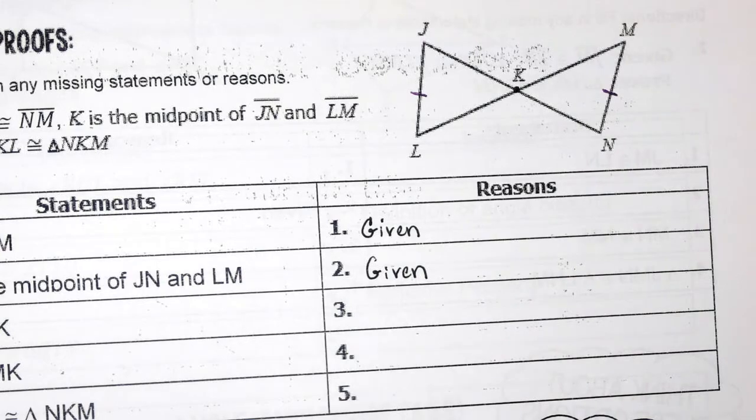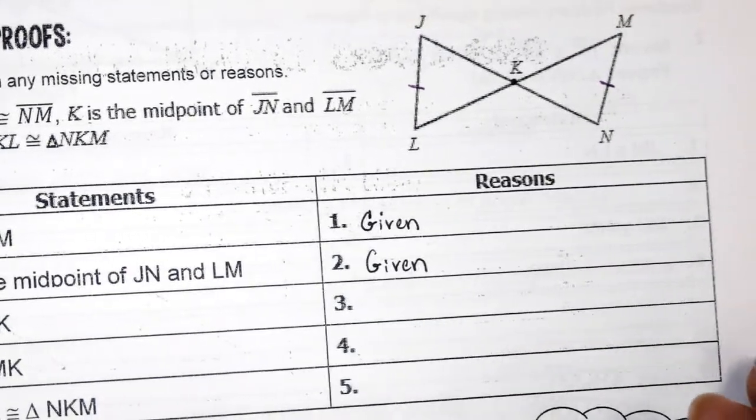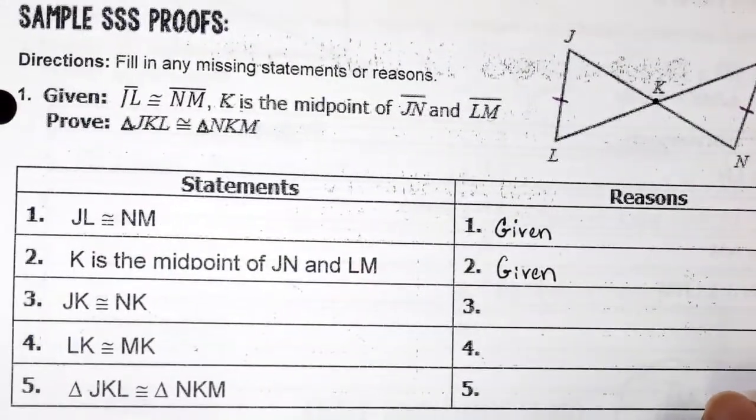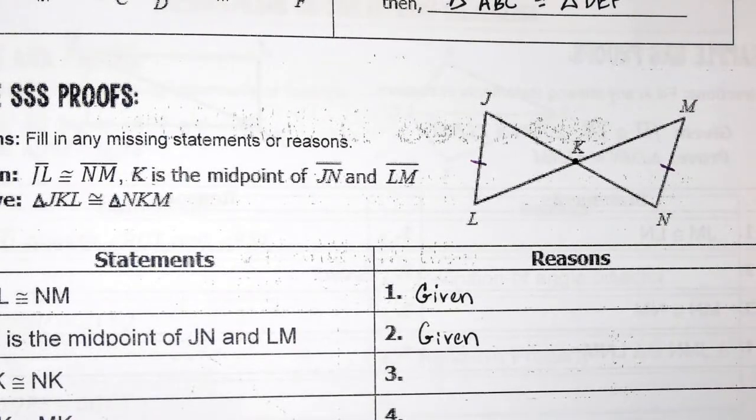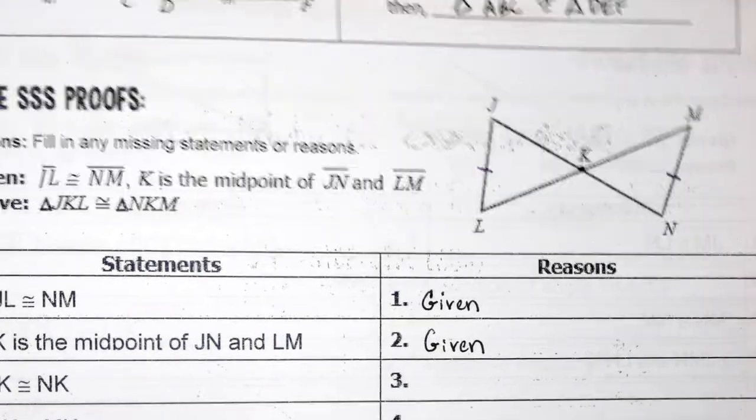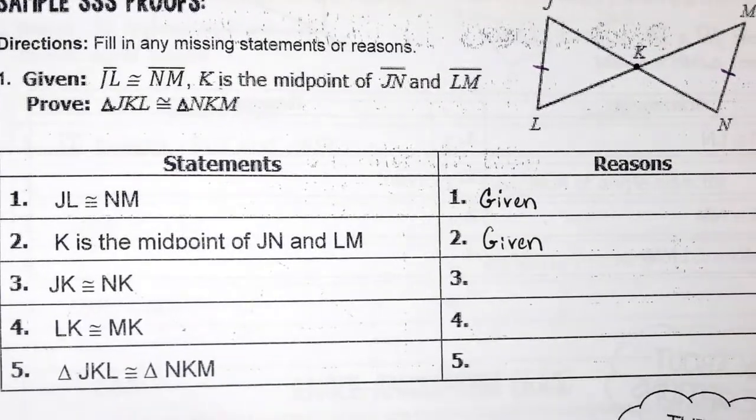And I'll tell you this. Anytime they start making these kinds of statements in a proof, after that, you're going to have to tell why you know that statement is true. And it's something I've been asking y'all all year. I asked y'all this earlier in the bell ringer last week, too. Some kids should know the answer to this. So we said K is the midpoint of JN and LM. The next line says JK is congruent to NK.